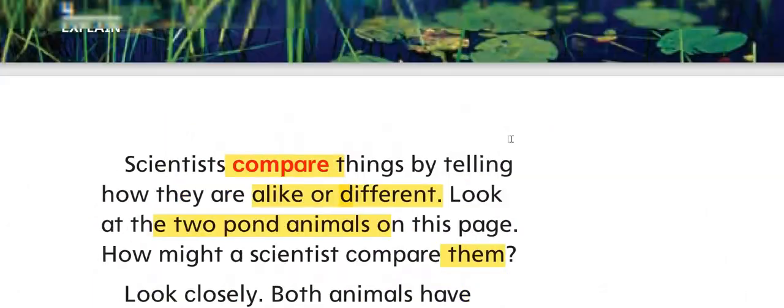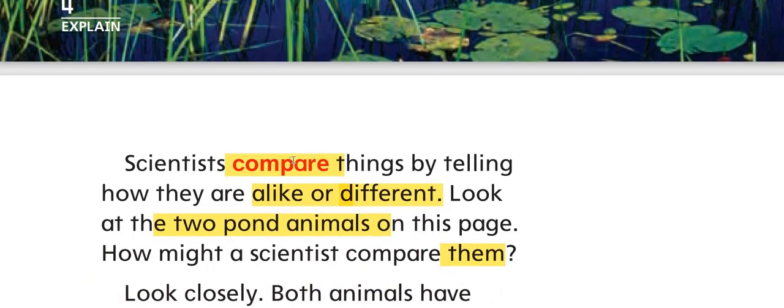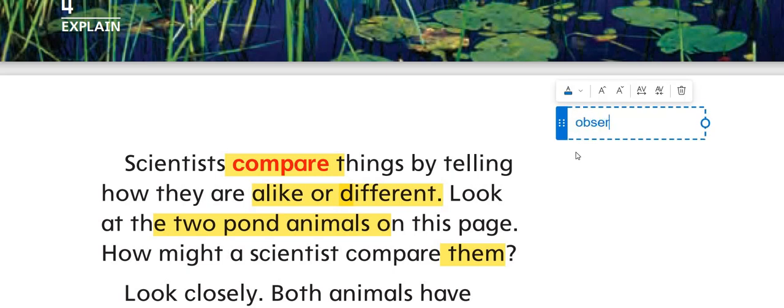Okay, so this is the second scale. We said the first one, the scientists have different scales. The first one was observe, using their 5 senses to find out about things, and then we said compare, which says how things are alike and how they are different, and they classify, which means they put things in groups.